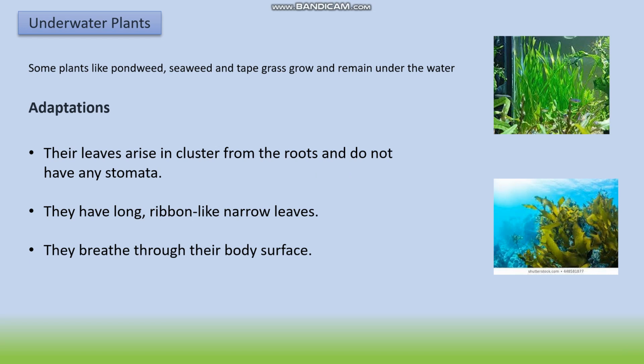The next, underwater plants. Some plants like pondweed, seaweed, and tape grass grow and remain under the water. Tape grass and seaweed pictures we can view on your screen. Here, the leaves arise in a cluster from the roots and don't have any stomata. They have long and ribbon-like narrow leaves. They breathe through their body surface.